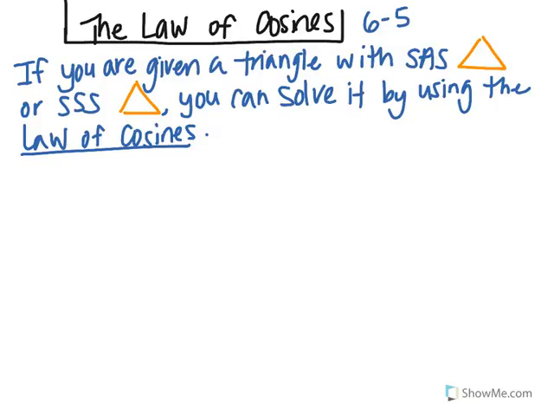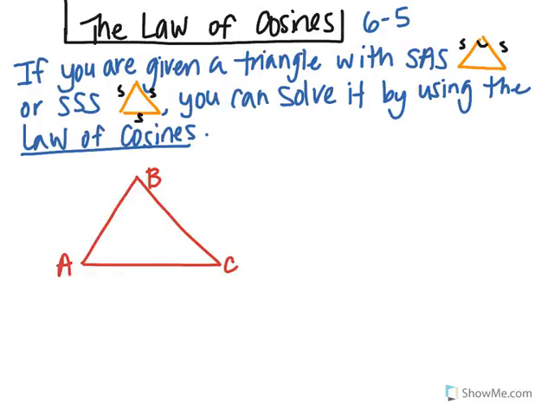In section 6-4, we're going to talk about the law of cosines. If you're given a triangle with a side, an included angle, and another side, you can use the law of cosines to solve it. Or if you're given all three sides of your triangle, so side, side, side. Let's start with what the formula is for the law of cosines.